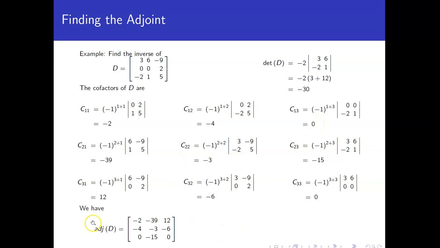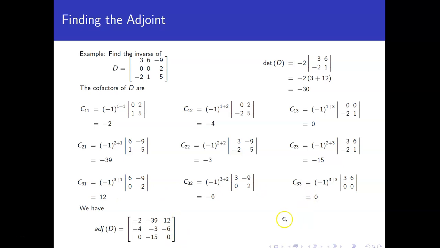So the adjoint of D here, down the first column is -2, -4, 0. Those are the cofactors from the first row. They go down the first column. -39, -3, -15. That's the cofactors associated with the second row. 12, -6, 0. Those are the cofactors associated with the third row.